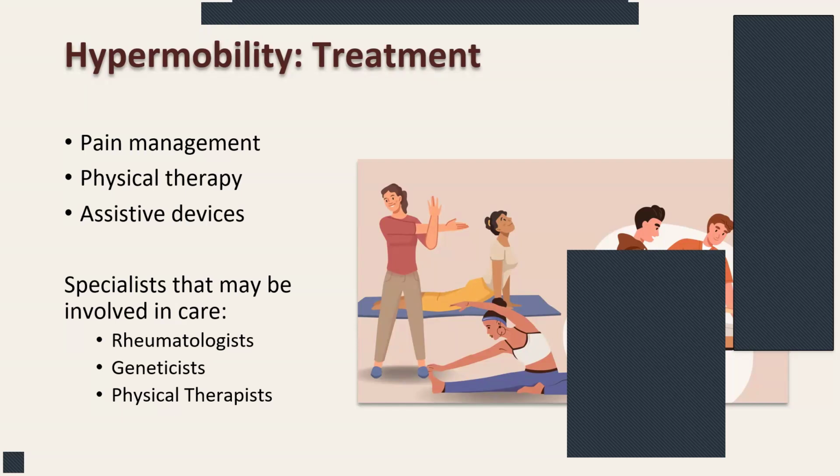And the goal of physical therapy, or our exercise programs tailored to the individual's needs, is to strengthen muscles and provide stability to the joints, decreasing discomfort. As for assistive devices such as braces and splints, these may be recommended by a physical therapist to support and protect the joint. And it's important to consult with medical professionals such as rheumatologists or geneticists for accurate diagnoses and also to access appropriate treatment options and equipment.